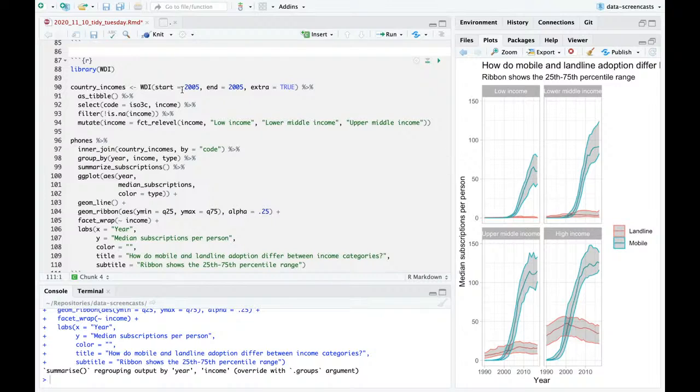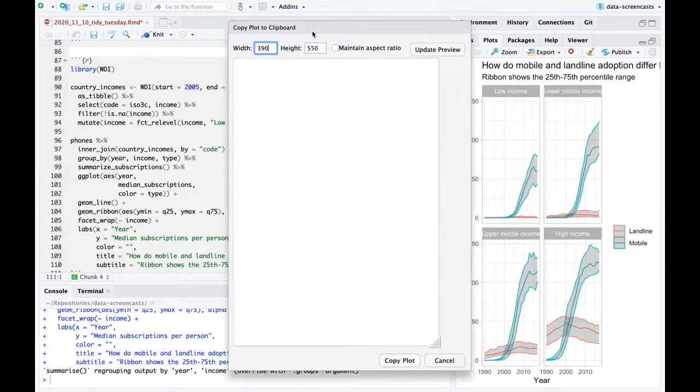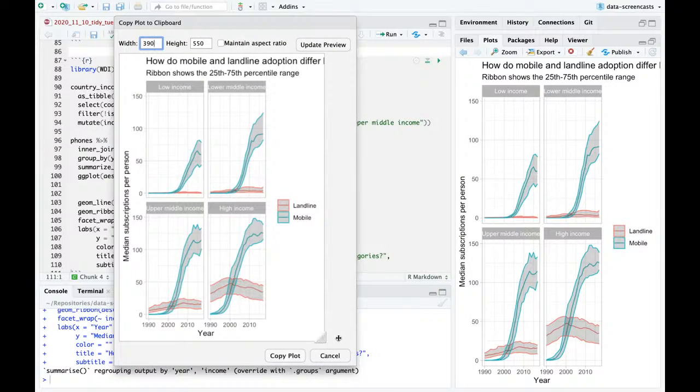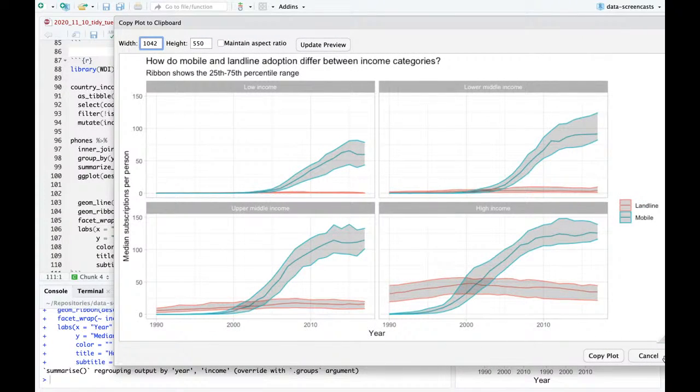So I grabbed the country incomes, I joined them in, I aggregated them, and now I can see these levels. And actually, I think this is a lot more meaningful than continent, which was only correlated with this. We can say, okay, low-income nations, basically the landlines never really took off, and lower middle income was higher, then the upper middle income, and then high income.